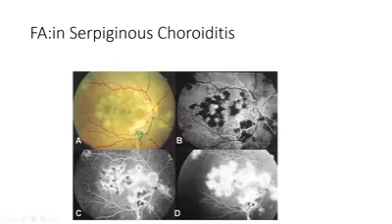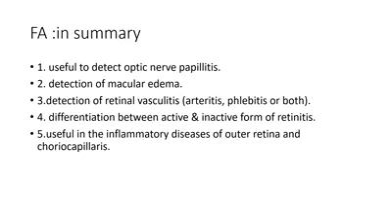And again, in serpiginous choroiditis, the same thing: we can see the lesion widely visible on fluorescein angiography in the form of early hypofluorescence due to the blockage effect, and then late hyperfluorescence because of the staining. So in summary, fluorescein angiography is very useful for the detection of optic nerve inflammation, the detection of macular edema, and the detection of retinal vasculitis, whether arteritis, phlebitis, or both, and the differentiation between the active and inactive forms of retinitis. And it is also very useful in inflammatory diseases of the outer retina and the choriocapillaris.